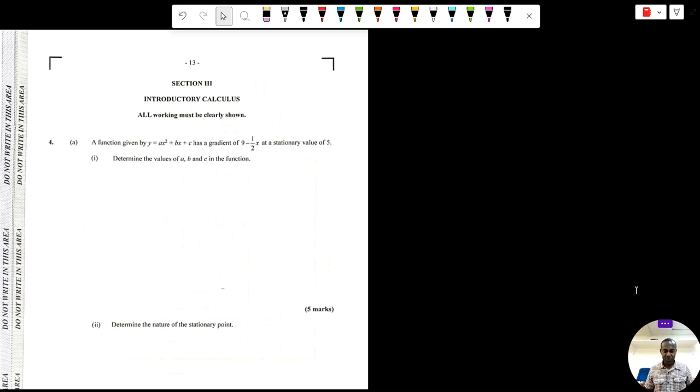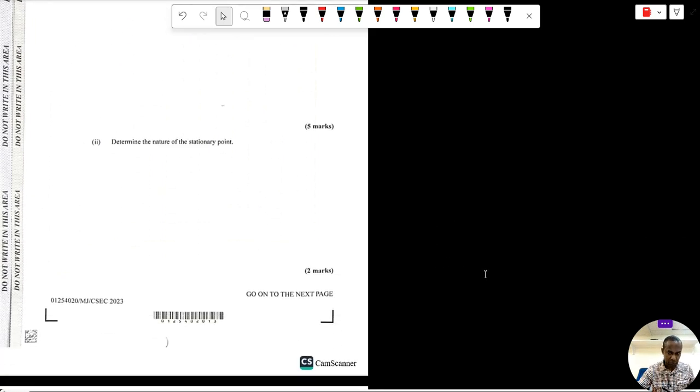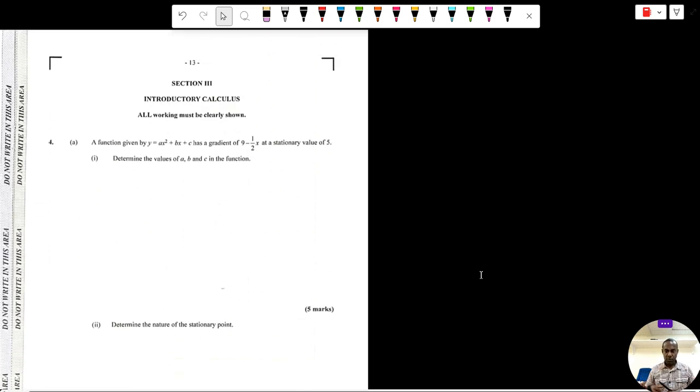Now, in this session, we'll continue to look at CSEC Advanced Past Paper questions. Specifically, we'll be looking at questions 4 and 5 from section 3 of paper 2 from 2023. So let's begin with this question. Now, number 4, part A.